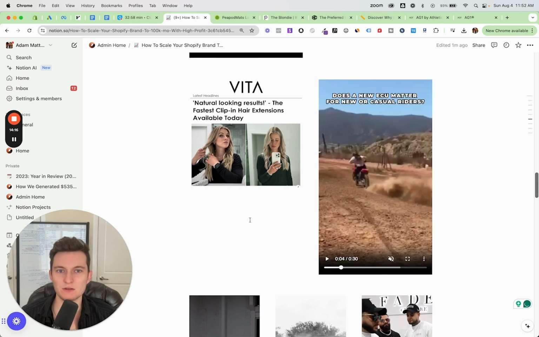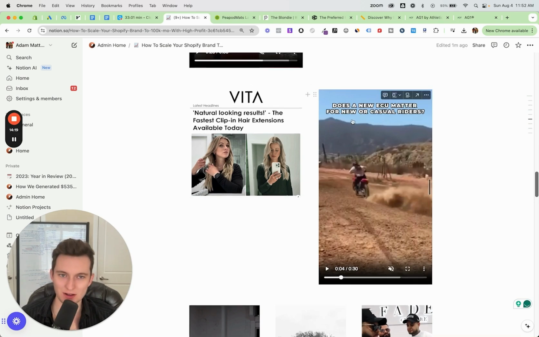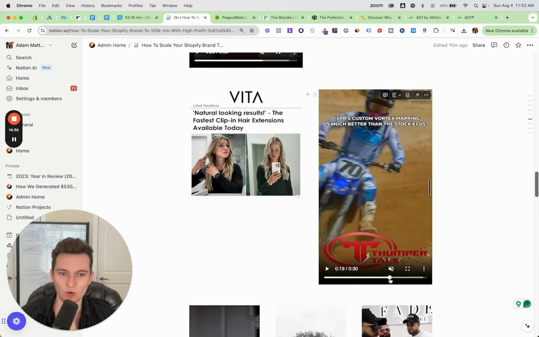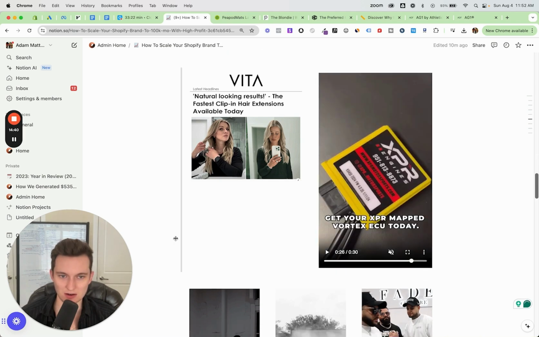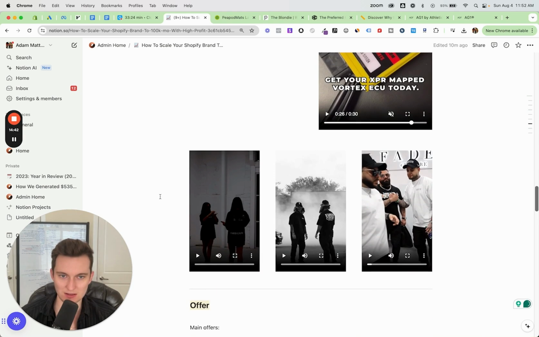Then we talk about the main audience that we're going after, which is new or casual riders. There are two different audiences: the newer casual riders or the more experienced pro riders. But what we're finding is that the most profitable audience segment is the new and casual riders. So we tailor the entire ad towards them and why they should be buying, then just have a nice strong call to action. Gear, XPR, mapped, Vortex, ECU today.